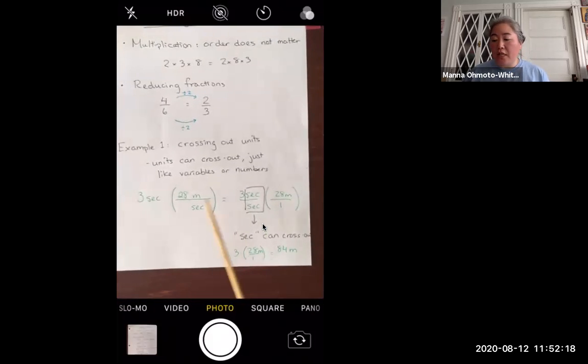So here's an example, crossing out units, where the units can cross out just like variables or numbers. So if I'm converting 3 seconds and I'm multiplying it by a conversion factor of 28 meters per second, I can reorder this and I can move these units of seconds over here. So it's 3 seconds divided by seconds. And I'm left with 1 over here. So remember that any whole number is understood to be over 1. So I can cross out my seconds because units, just like variables or numbers, can cross out. So my seconds cancel out. And I'm left with 3 times 28 meters over 1, which is 84 meters.